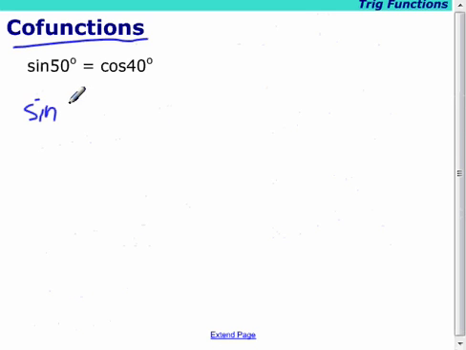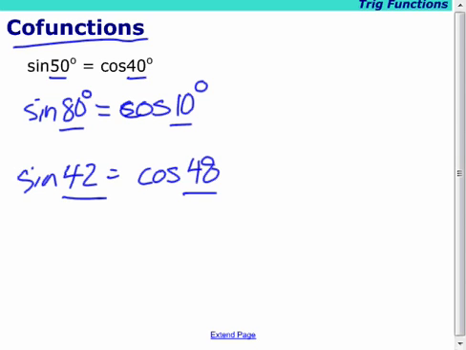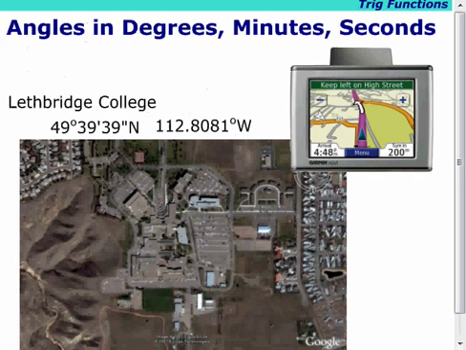So on your calculator, try what the sine of, say, 80 degrees is, and then find what the cos of 10 degrees is. Notice that these two angles add up to 90 degrees. Or I could say sine of 42 and figure out what the cos of 48 was. And you'll find that these are cofunction angles. In other words, the sine of 42 is going to be the same thing as the cos of 48, because these two angles add up to 90.